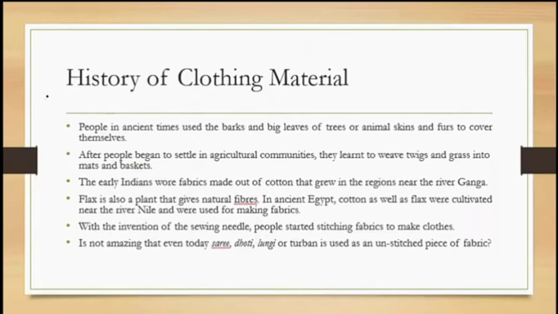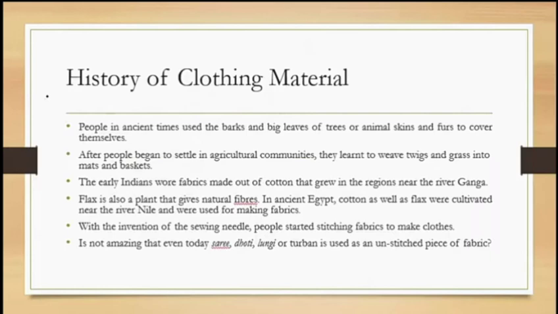In ancient times, people used to cover their bodies with bark and big leaves of trees or animal skin and furs. People used to just wrap these around various parts of the body in different ways. But after people began to settle down in different communities and with the development of agriculture, they learned to weave twigs and grasses into nets, baskets, and some other utilities.